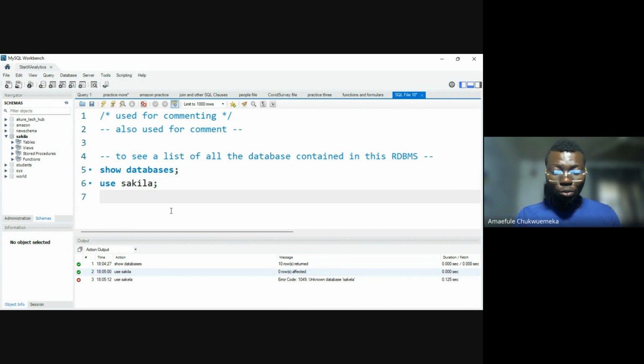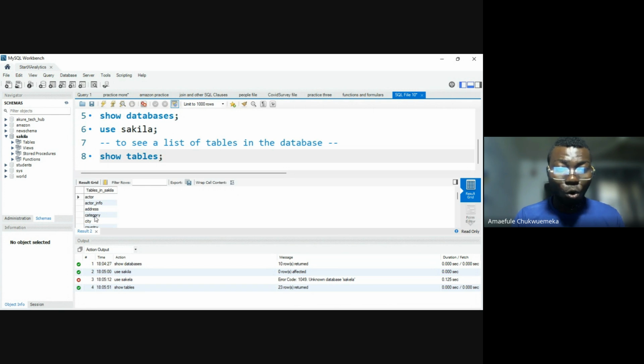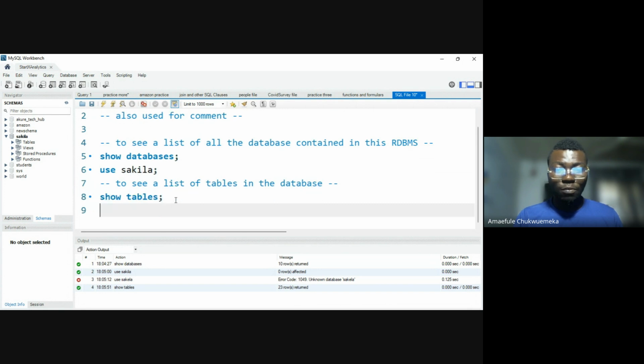Now let's see some tables. I want to see a list of all the tables that are there. To see a list of tables in the database, I'm going to close my comment first. Then I'm going to say show tables. If I run this, I'll be able to see a list of all the tables in the Sakila database. Pretty amazing, right? Okay, so now we've been able to see that.